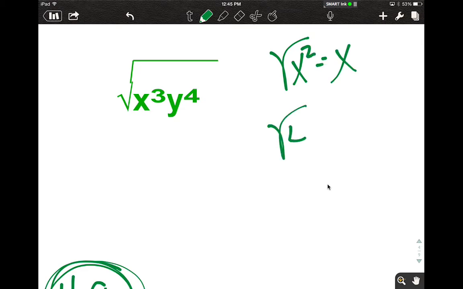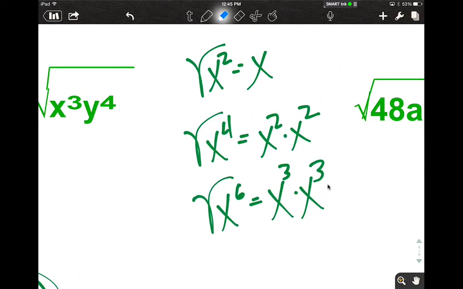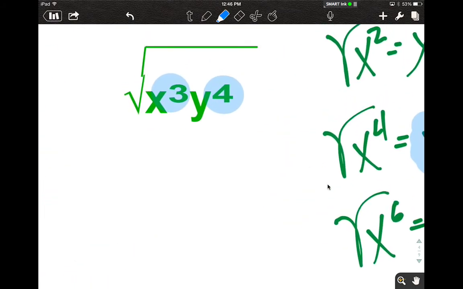Square root of x to the 4th is x squared times x squared. Square root of x to the 6th is x to the 3rd times x to the 3rd. So therefore, the actual answer here would just be x squared, or x to the 3rd. Basically, when we deal with variables, we're looking for even numbered exponents. All right, we're looking for even number exponents.